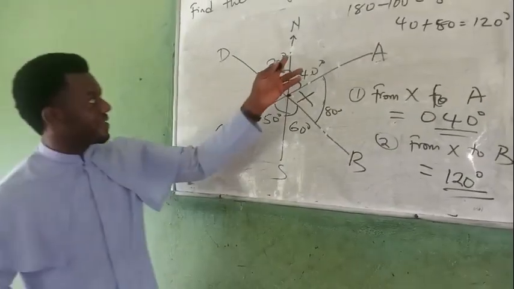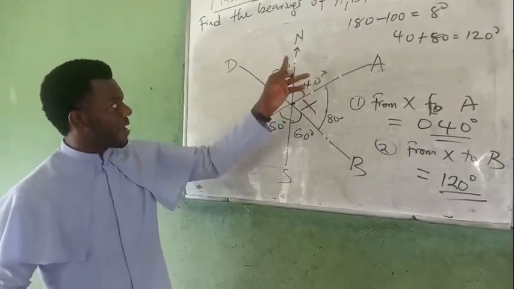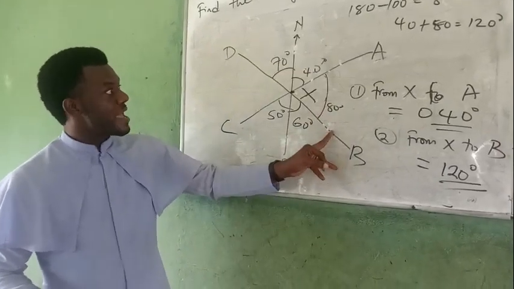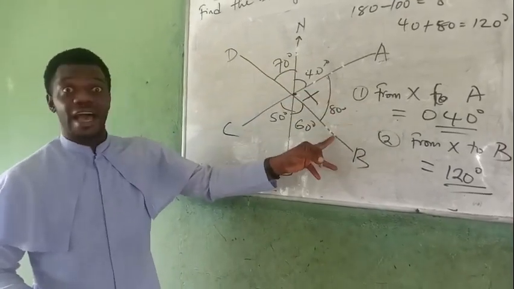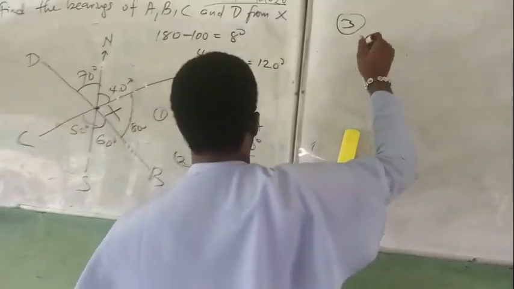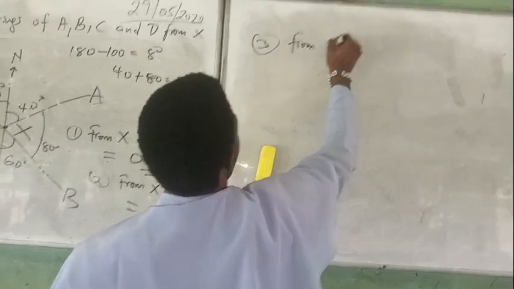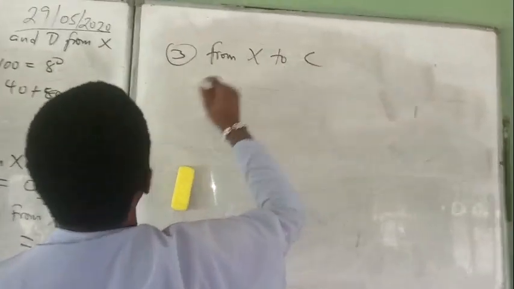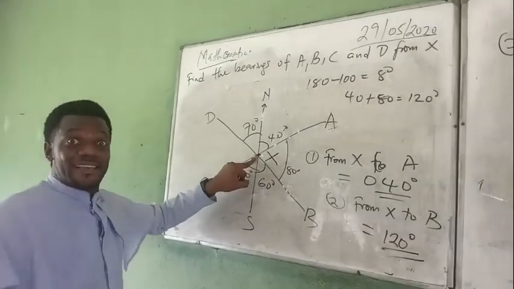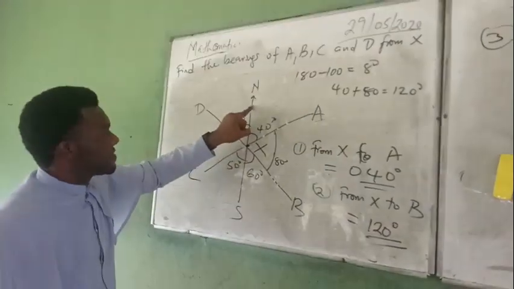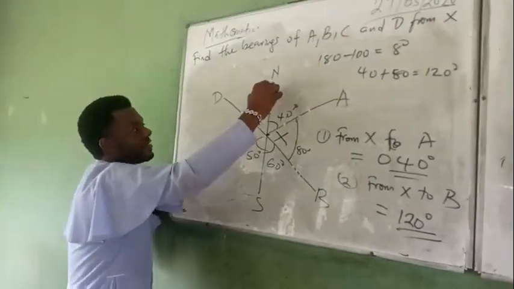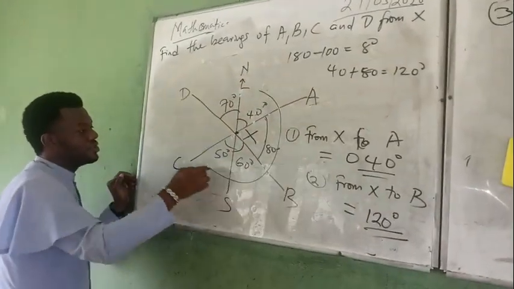So you see how we are presented from north to this place. The first one is from north to A. The second one is from north to B. So everything, you must calculate the angle to this point. So number 3 says from X to C. So we have to calculate. The point we are at is the point X. So this is the north of X. So where is our C? This is our C. So we have to calculate from here to here.